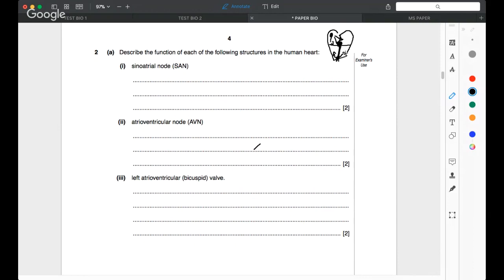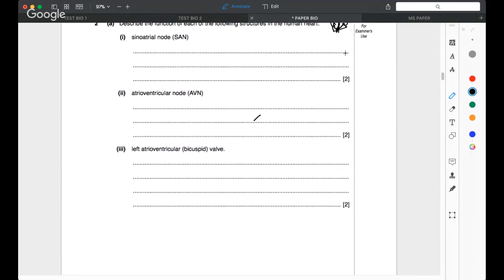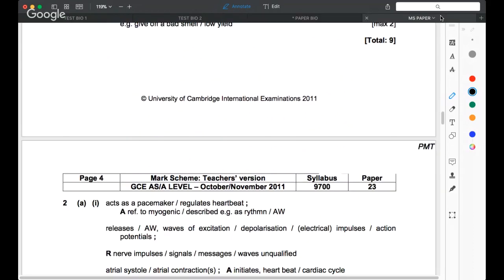Okay, cool. In answering these questions, they really want to give you the mark. So, although it's saying describe the function, always briefly say something about the structure or location. You'll pick up a mark. We'll look at the marking scheme now, but I predict that there's going to be a mark for saying that the atrioventricular valve is between the atrium and the ventricle, and it, etc., etc. The sinoatrial node is in the right wall, that kind of thing.